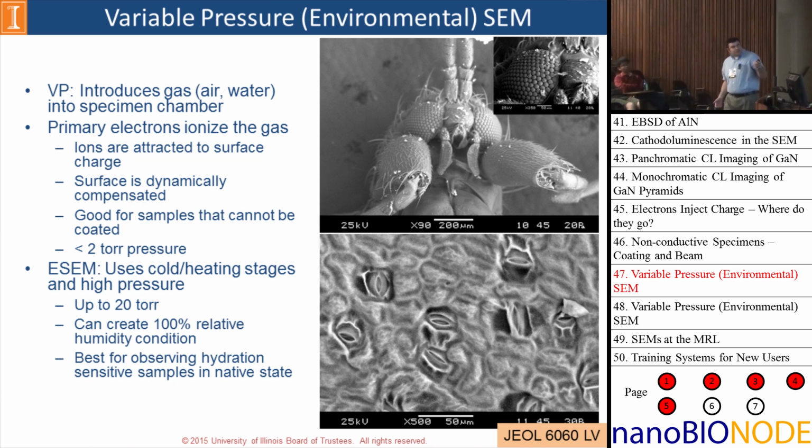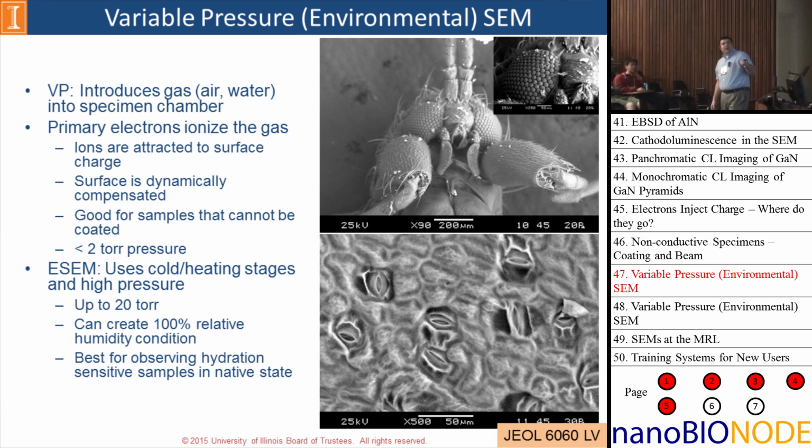And what they do is they isolate the gun, and just in the chamber will introduce a gas, typically air or water. And what happens here is the primary electrons will ionize this gas that you introduce. It will create charged particles. Those charged particles will dynamically compensate the charging that builds up on your surface. Hence, everything will once again image very similar to a metal. So this is good for samples that cannot be coated. Typically, a VP SEM is going to run around the 2 torr pressure.